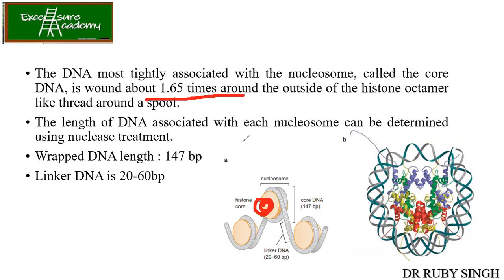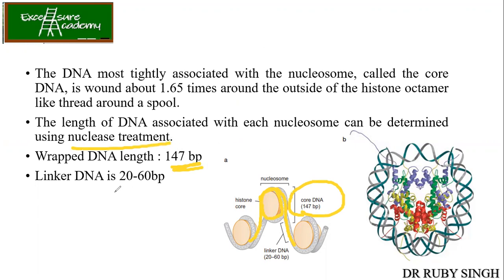And the length of the DNA associated with each nucleosome can be determined using nuclease treatment. Now, this experiment is very important because it is only with the help of this experiment that we came to know the length of the DNA wrapping around the nucleosome. This DNA, which is wrapped around the histone proteins 1.65 times, is around 147 base pair. We came to know this with the help of nuclease treatment, which we will discuss shortly.